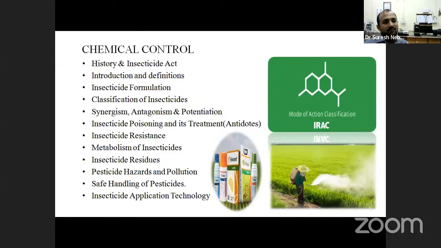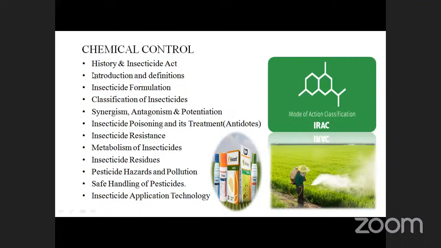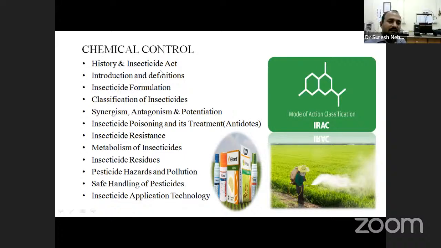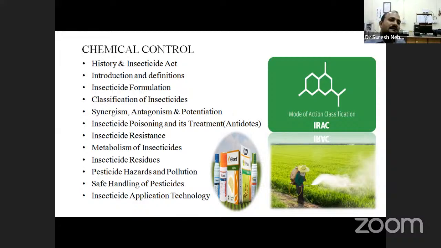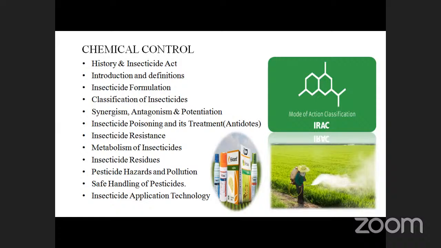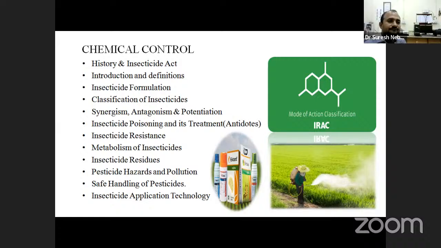The next part is chemical control. Chemical control is mainly insecticides and the new generation pesticides like growth hormones and all. Here you have to study the history and the Insecticide Act, its rules, who is framing it, who is responsible for this Insecticide Act, and who is responsible for registration of insecticides in India. Like I told you, CIBRC, Central Insecticide Board and Registration Committee. You should know about that also.